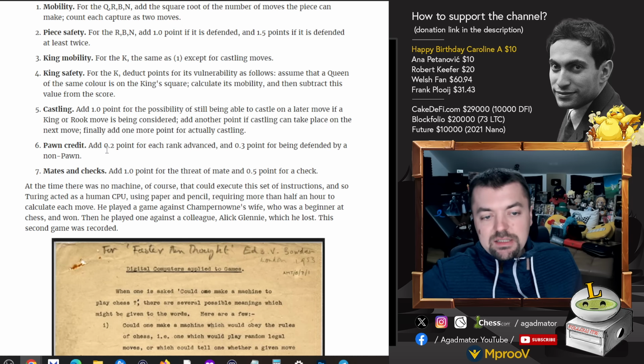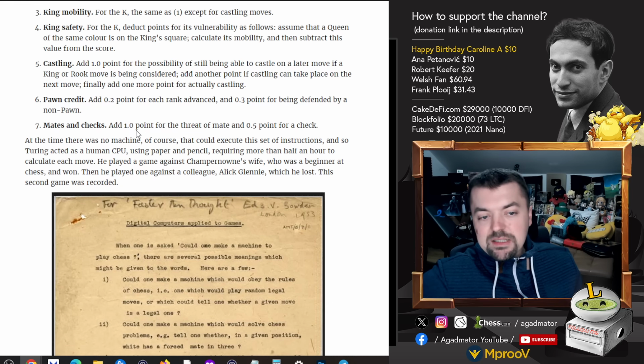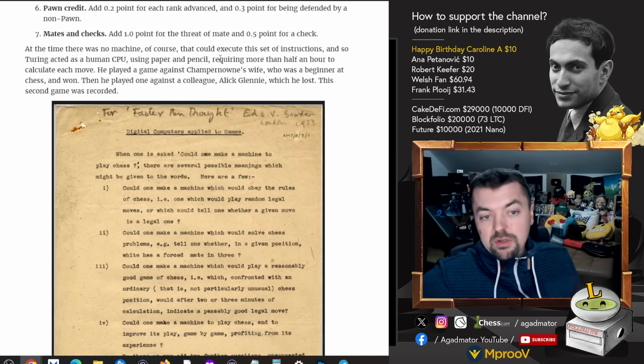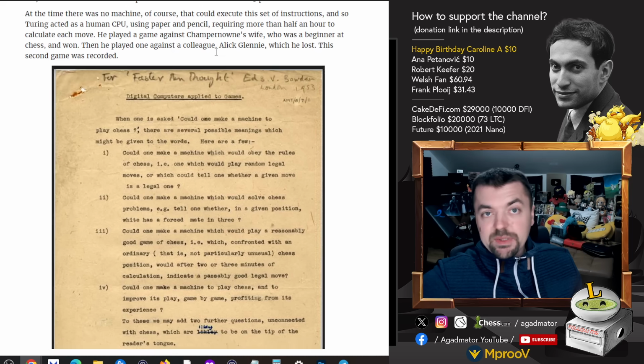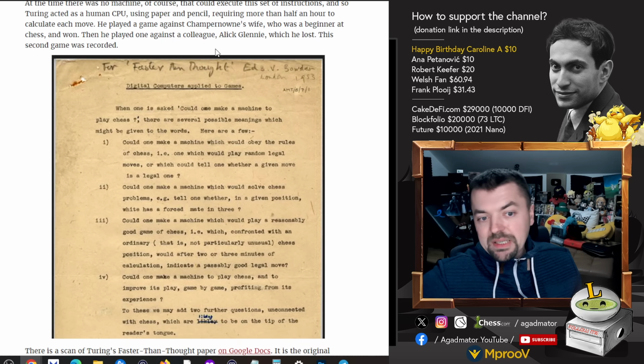Pawn credit, add 0.2 points for each rank advanced and 0.3 points for being defended by a non-pawn. And mates and checks, add 1.0 point for the threat of mate and 0.5 points for a check. So that's how the points were awarded. And as it says, at the time there was no machine, which we discussed in the previous video. So Turing had to conduct this experiment with pen and paper.